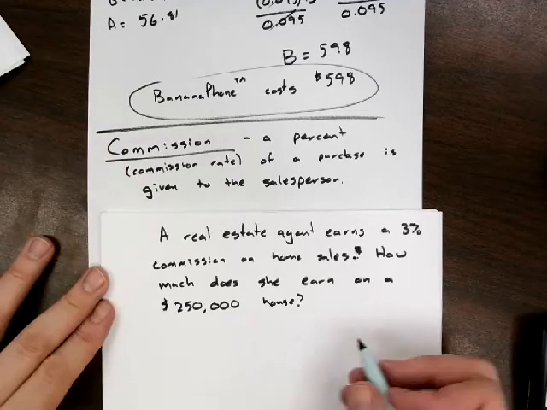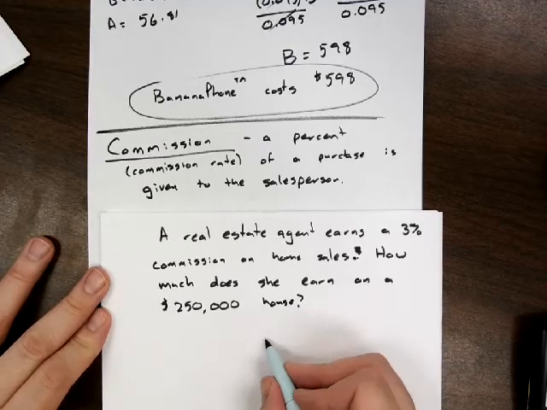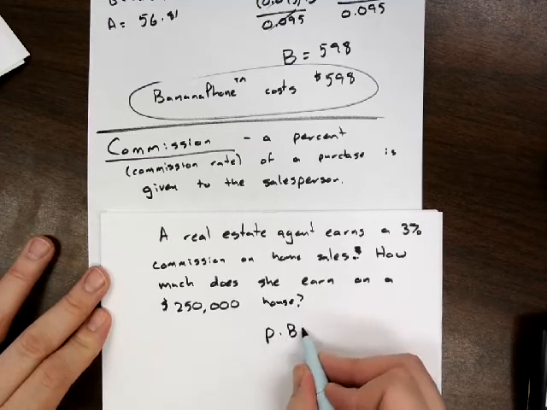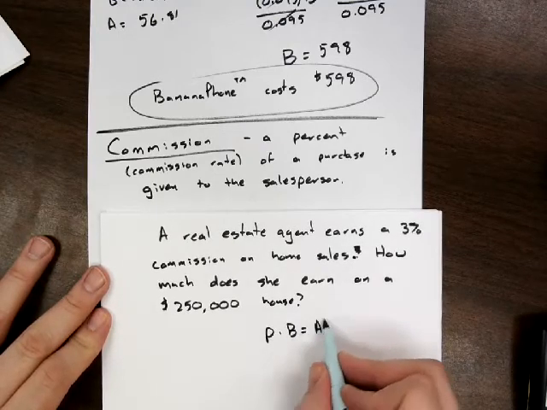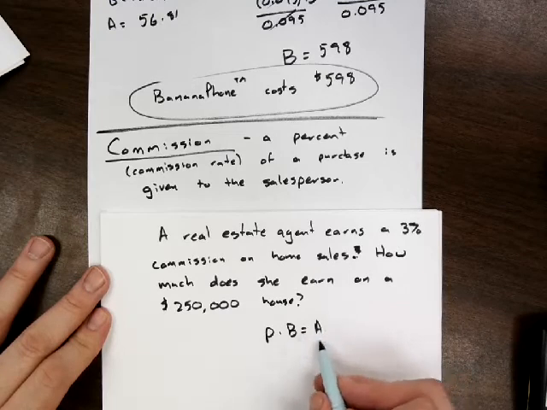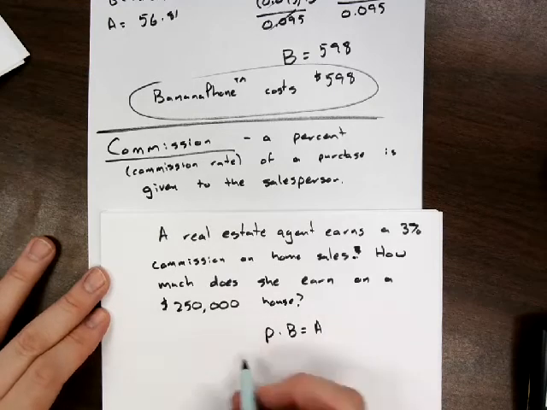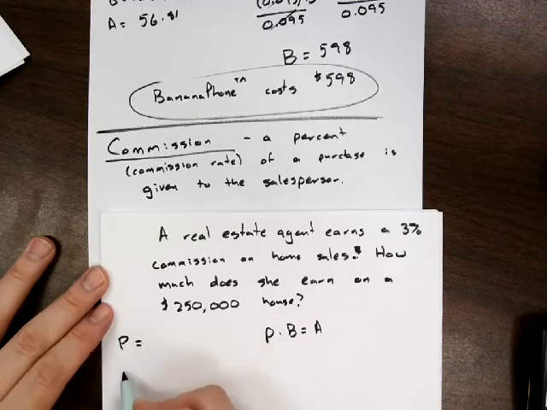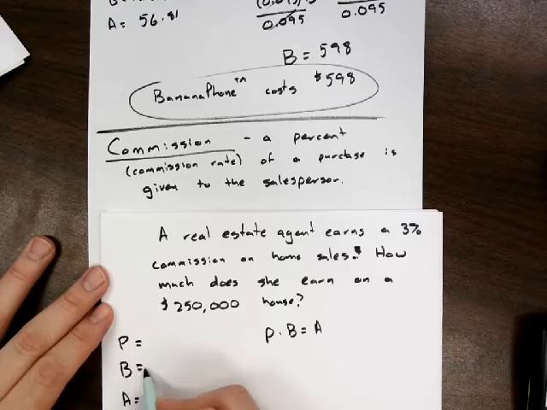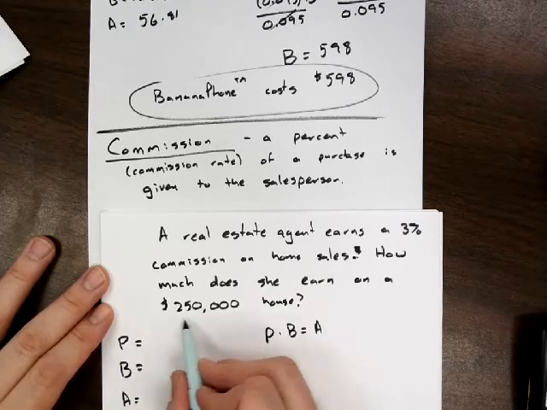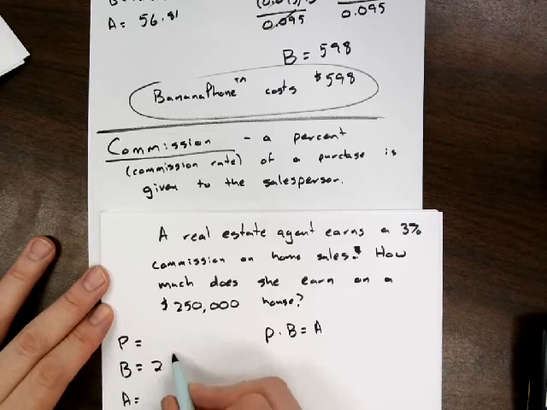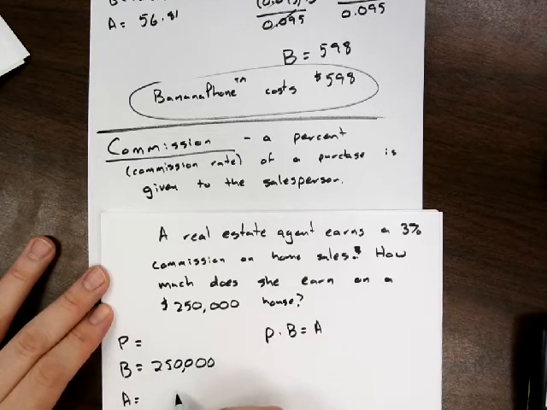Well, again, percent times our base is equal to our amount. The amount is going to be the commission that she's earning. The base is going to be the price of the home. So our percent, this is just that rate. We know that the sales price of the house is going to be our base. The amount, this is going to be her commission.